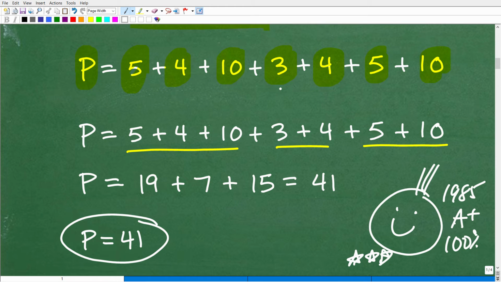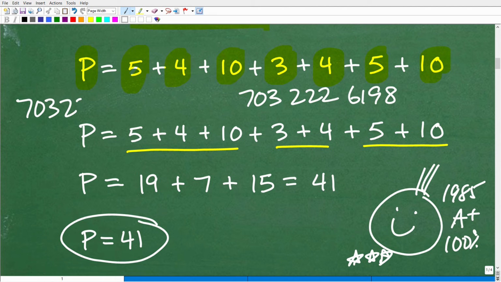Now, chunking is the reason why we use phone numbers. For example, I'm just going to make up a phone number. Please don't call this phone number because it's not my phone number. 703, 222, 6198. Now, when we give phone numbers out, do you go like this? Hey, my phone number is 70322261 98. No, we chunk them up.